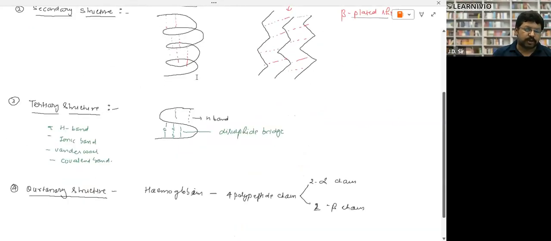Then there is a tertiary structure. So in tertiary structure, there are hydrogen bonds. There are some ionic bonds between the polypeptide chains, right? And there will be disulfide bridges, right? So this is the tertiary structure.